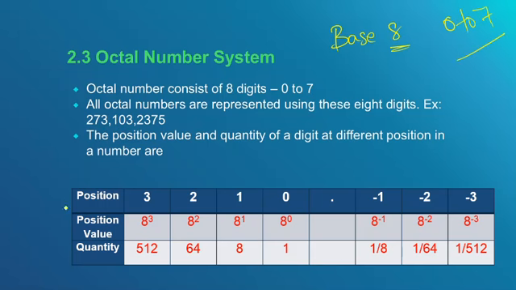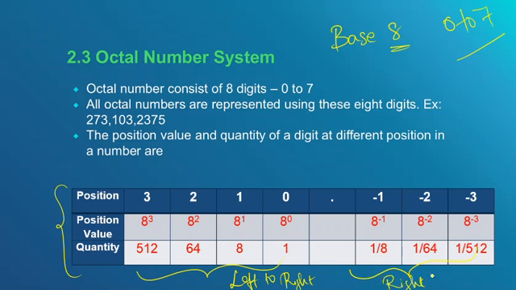So how will the position values be calculated? This is how it will be calculated. Similarly, for the integer part, the position values are calculated from left to right, and for the fractional part, they will be calculated from right to left. Okay, so this is for the octal number system.